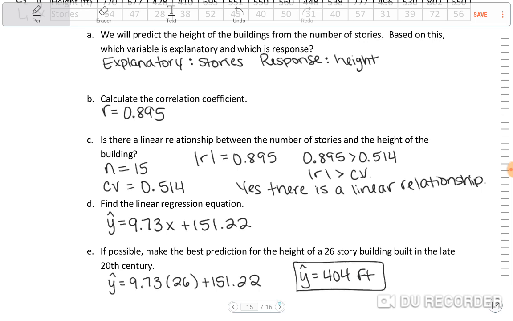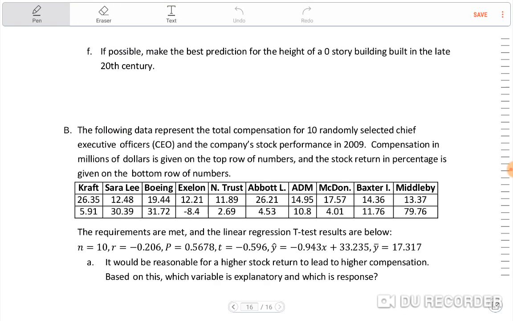Okay. Still on the same problem, we have a question on the next page here. And it says, if possible, make the best prediction for the height of a 0-story building built in the late 20th century. Okay, well, let's stop for a second and just honestly think about this logically. Don't go, oh, I just plug in 0 and then I'm going to get an answer. Okay, think for just a second.